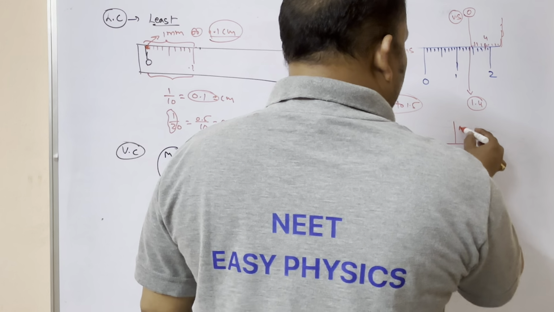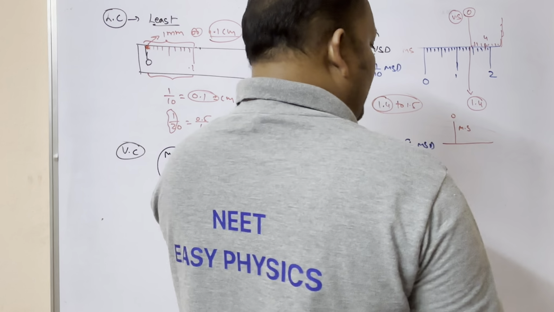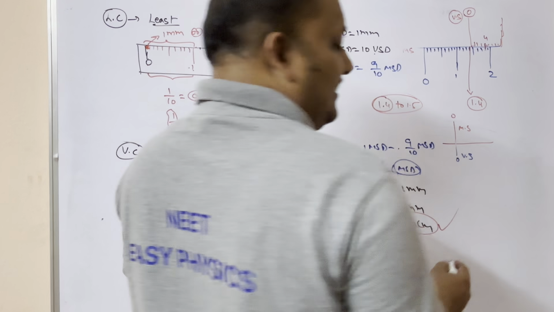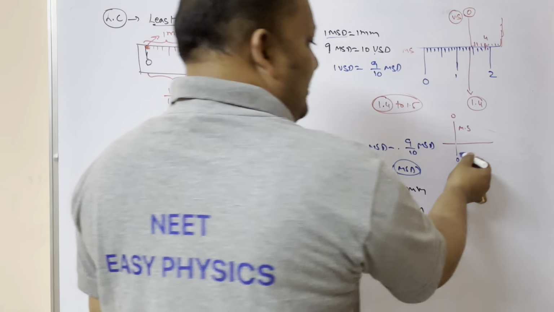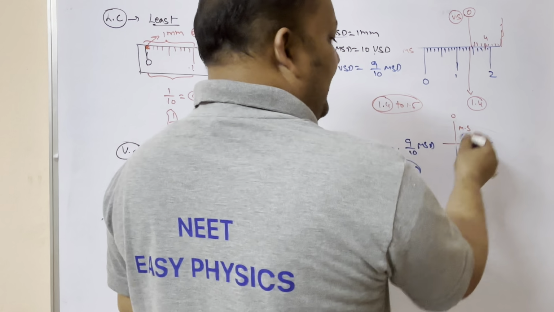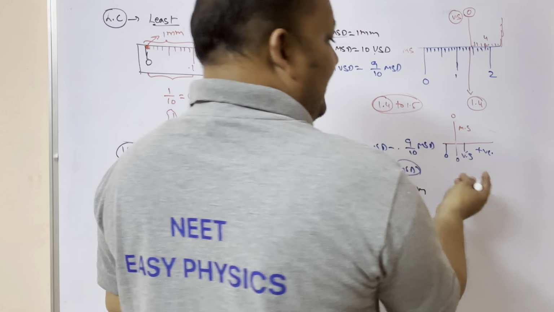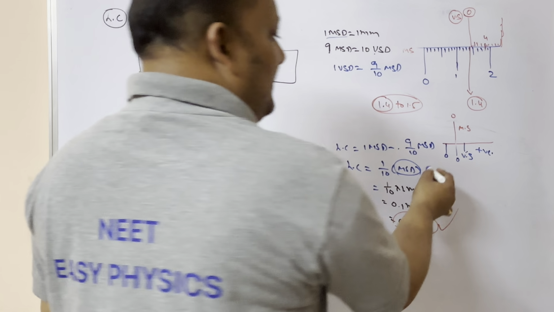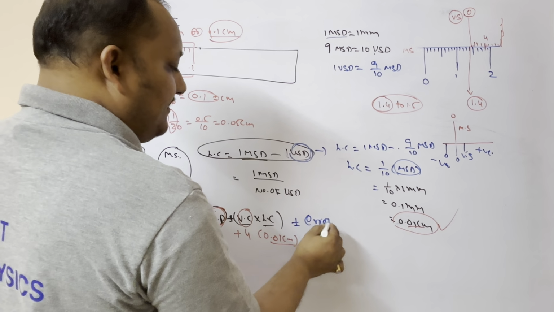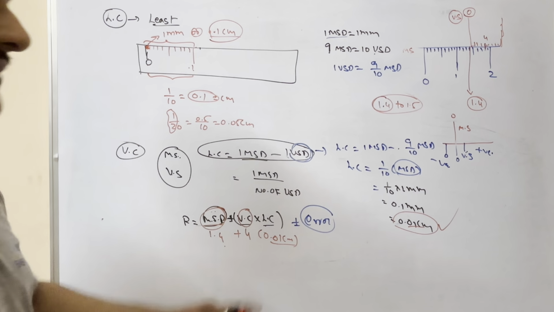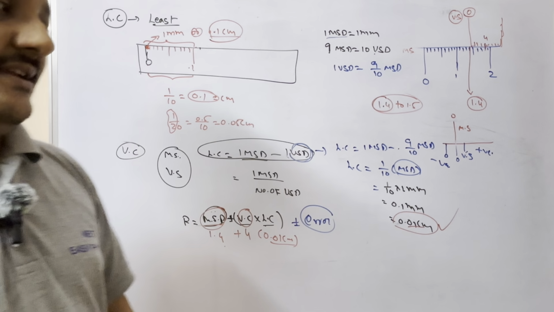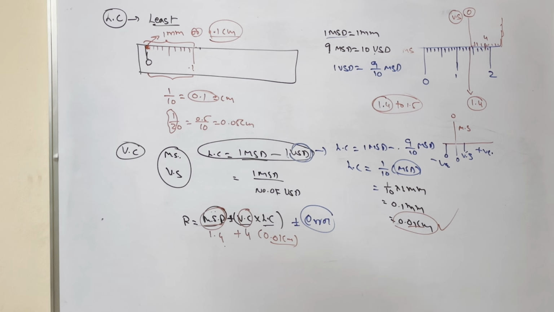If 0 on the main scale is exactly coinciding with 0 on the Vernier scale, then there is no error. If 0 is on the right side, it means positive error, and correction will be negative. If this 0 is on the left side, then it is negative error, and correction is going to be positive. For this we are going to either add or subtract. You will take the error whenever there is no object. This is about Vernier calipers.